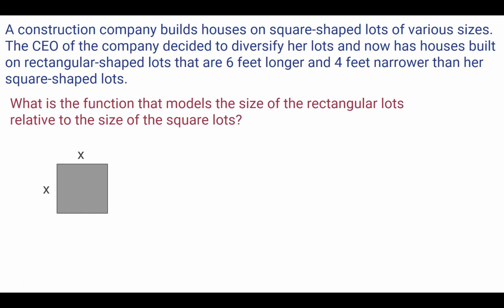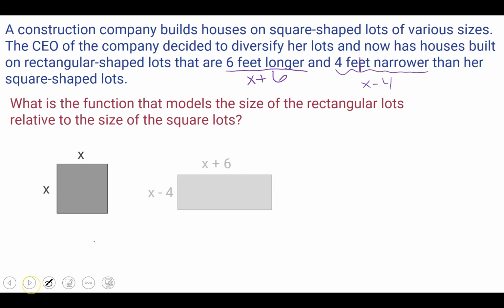So how much longer is the rectangle going to be? What does it say? 4 feet. How much longer is it? 6. It is 6 feet longer. So how would I add 6 to my side of X? I would make it X plus 6, right? And if we're narrowing, that means I'm losing feet. So the other side is going to be what? X minus 4. Yeah. So draw your new rectangle.